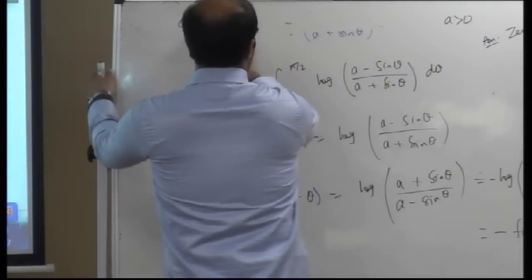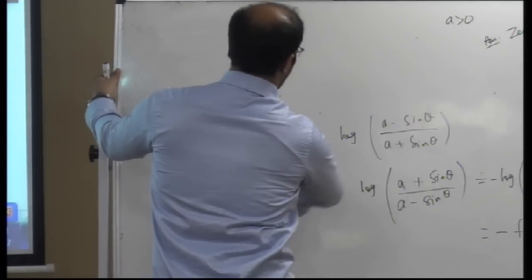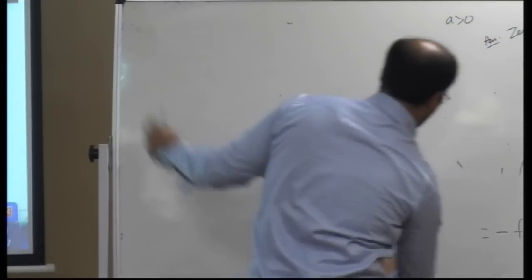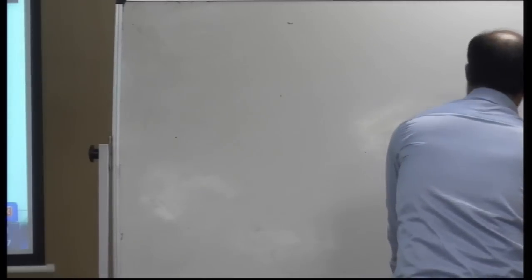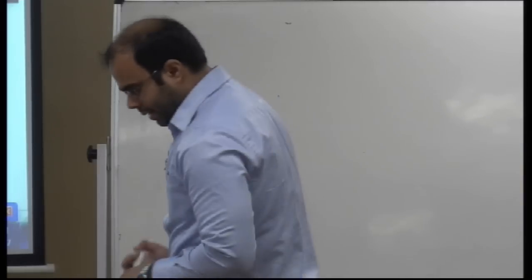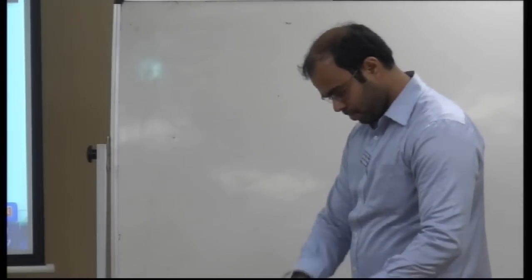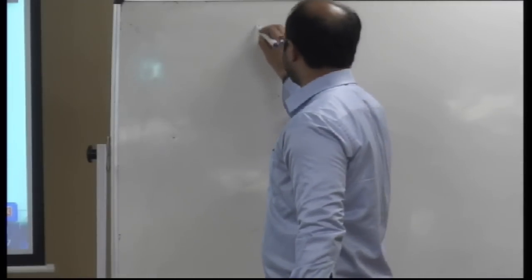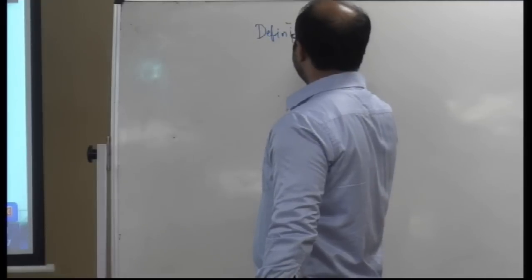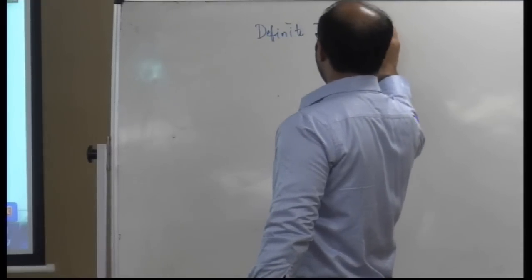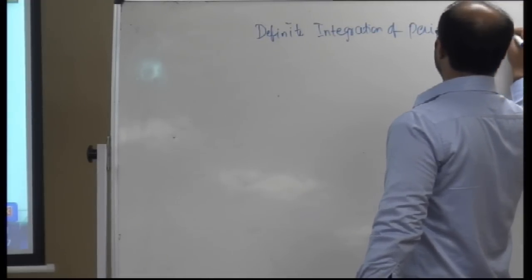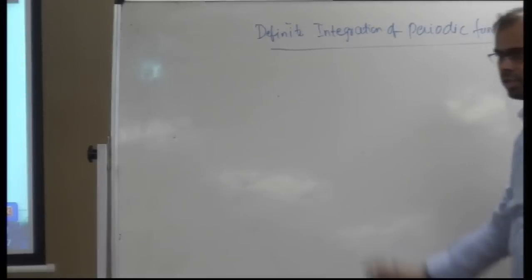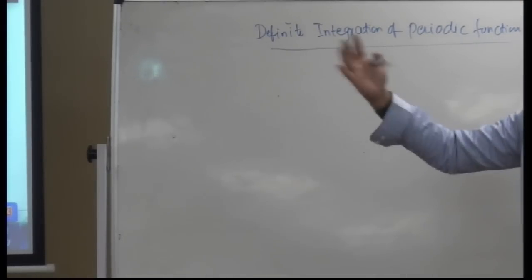Next property which we have to deal with, definite integration of periodic function. Again, the concept is one, but the ways in which this concept is expressed are 4, and you can also make it 5, 6, whatever you want. But the basic concept is that in a periodic function, the function actually repeats itself.